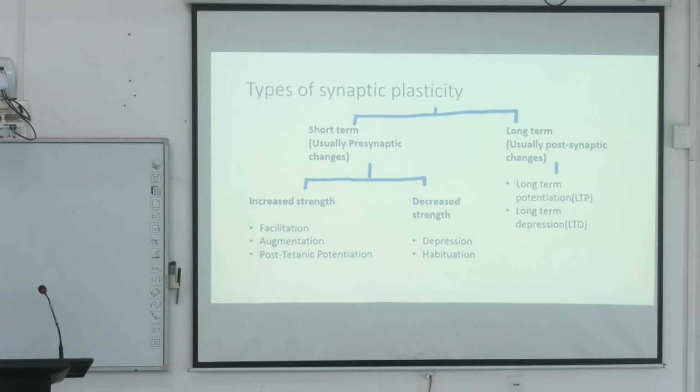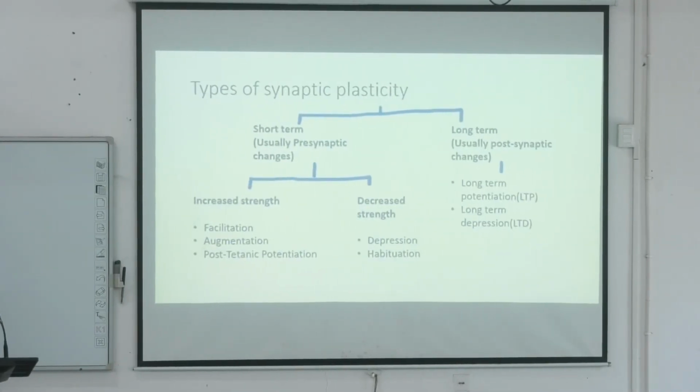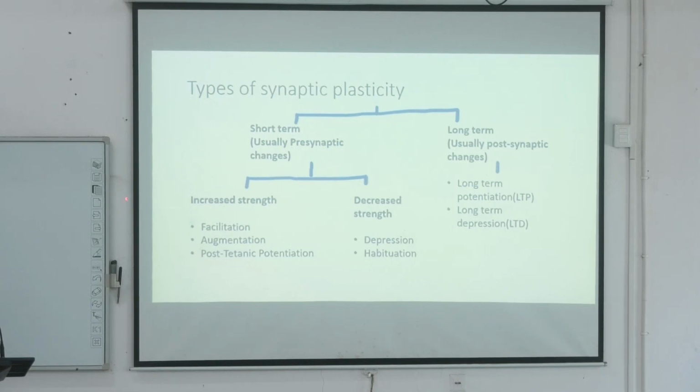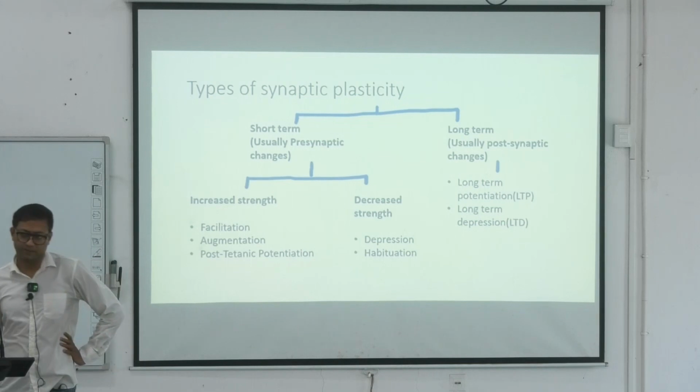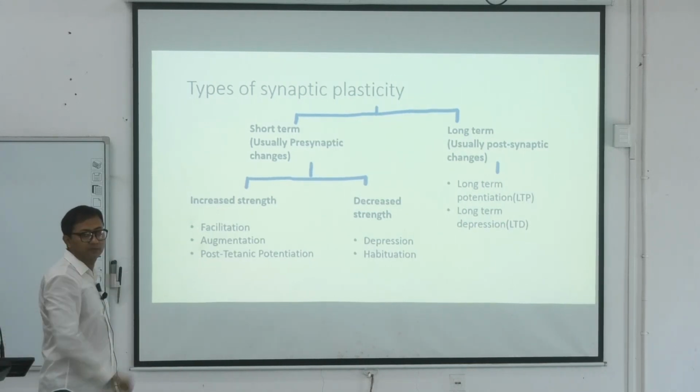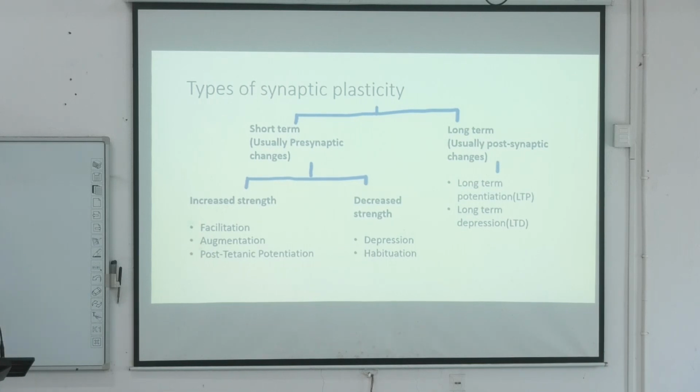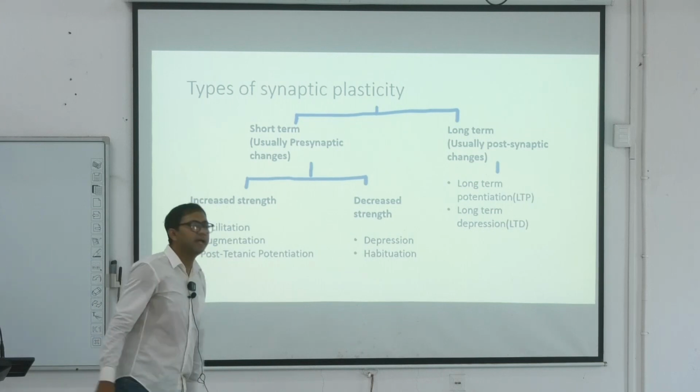So for you, remember my advice, do not study the short-term changes in details. Just remember the names of the short term changes: increased strength, facilitation, augmentation and post-tetanic potentiation, and decreased strength, depression and habituation. But what you need to know is the long term changes. Long term changes are long term potentiation and long term depression. Okay, these are permanent changes. What we just talked about: learning and memory, motor learning like riding a bicycle, and memory formation. These two things depend on the long term changes, that is long term potentiation and long term depression.